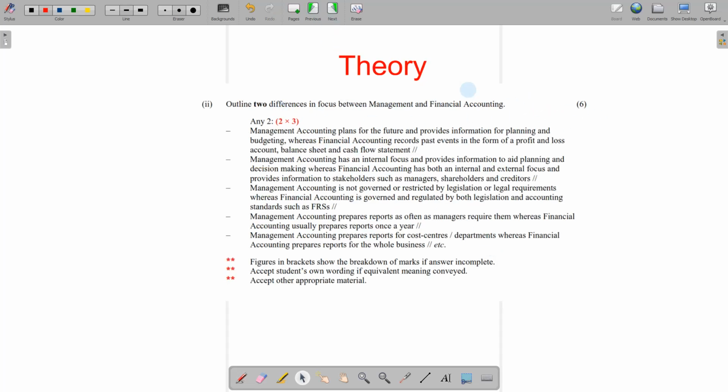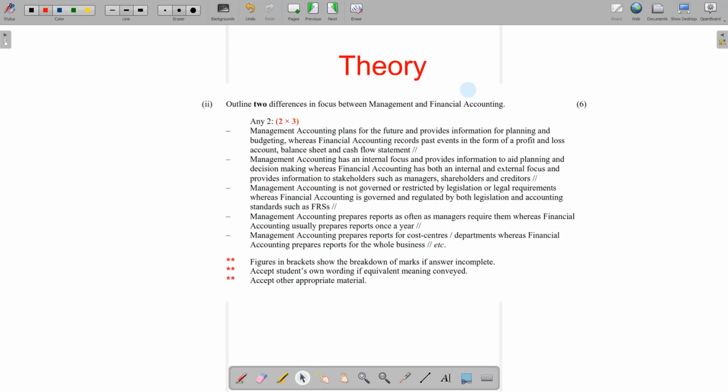That means that 12 marks out of 80, which is 15% of this question, was theory based. So outline 2 differences in focus between management and financial accounting. Management accounting plans for the future and provides information for planning and budgeting, whereas financial accounting records past events in the form of a profit and loss account, balance sheet, and cash flow statement.